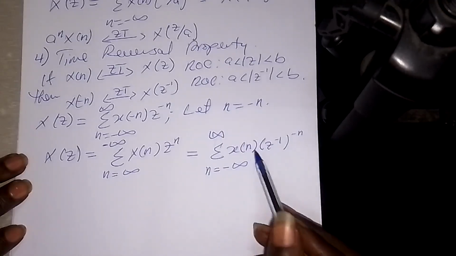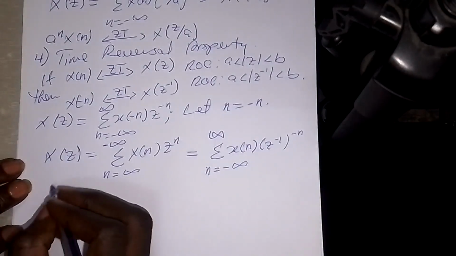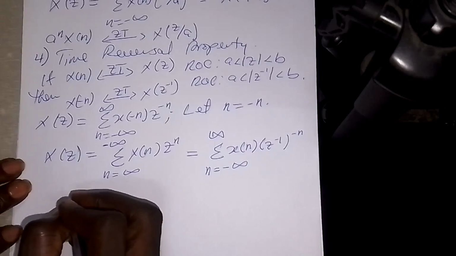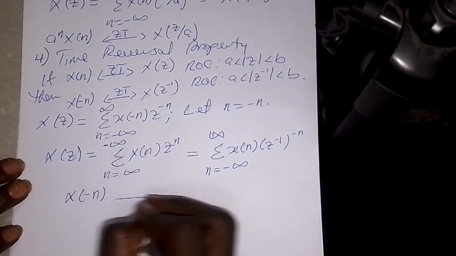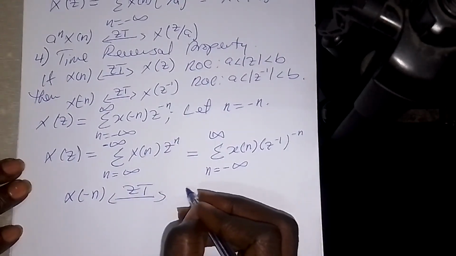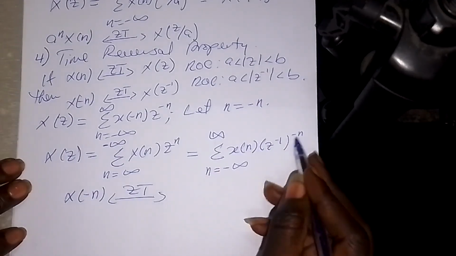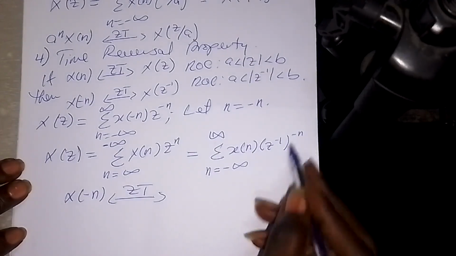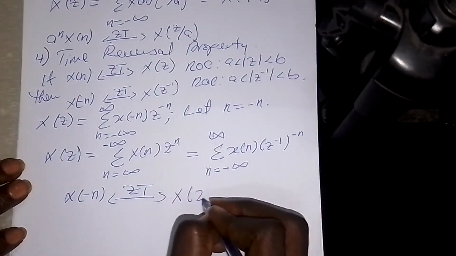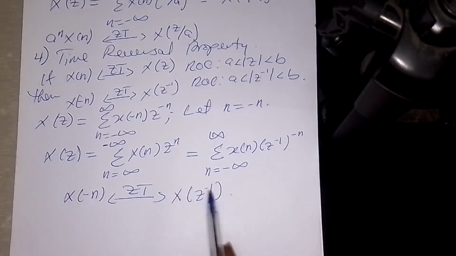Now you see that this one is a Z transform. So x of minus n now has a Z transform of x, and this is a Z transform. So I'm going to have X of z to the minus 1. This is going to be my transform, so you can see that it is proven. Alright, now let's go to the next property.